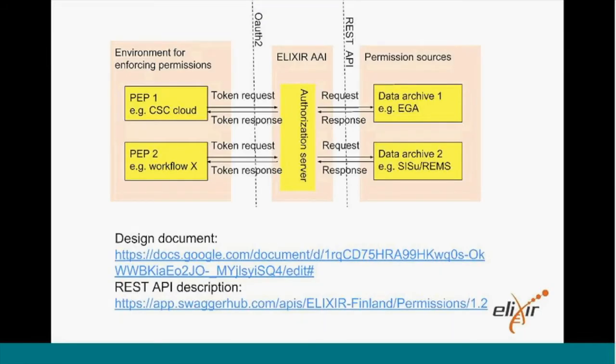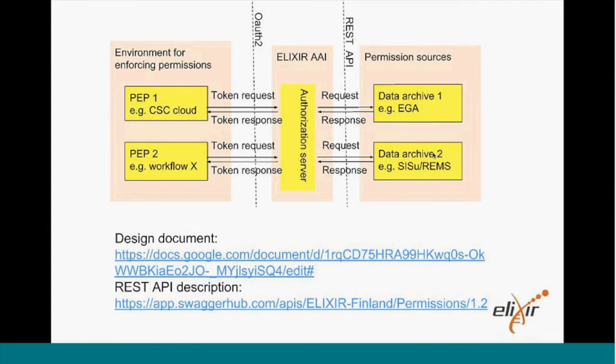To do this, we have developed an API called Permissions API. And here you can see how it works. On the right-hand side, we have permission sources, such as ETA or REMS directly, as I mentioned. We are going to focus on ETA, and I'm going to explain how REMS can be used directly later on. But in this picture, you can see that one of the permission sources is ETA, and the other one can be REMS.